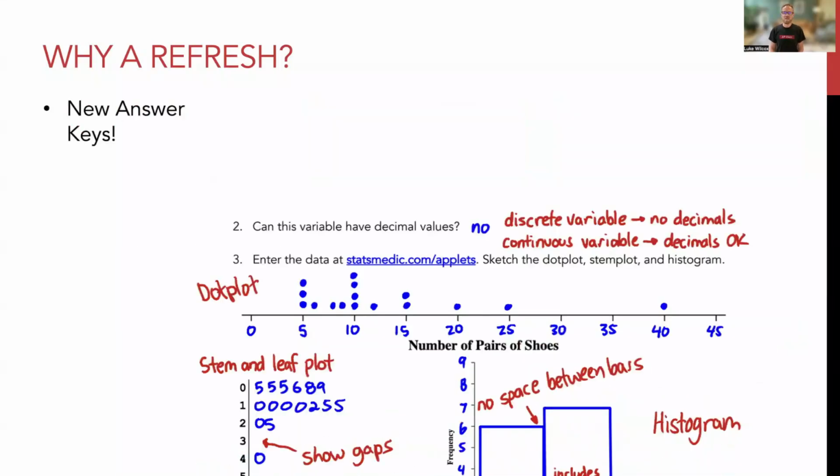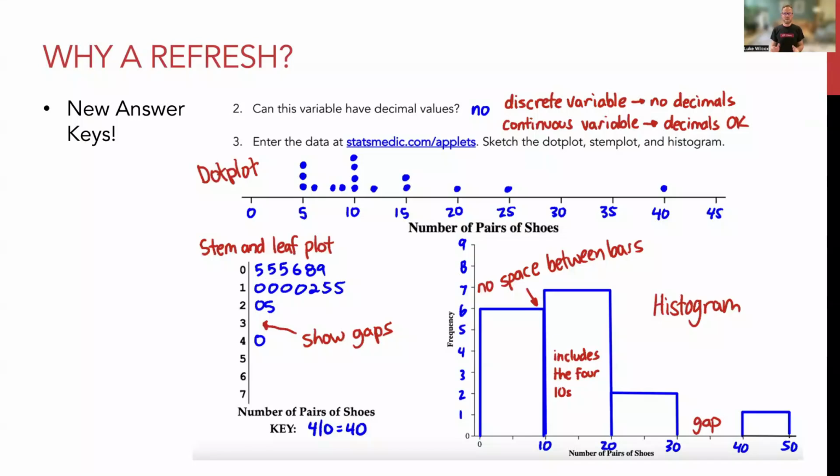Up next is new answer keys. So some of you may know this already, but every StatsMedic answer key has two colors, blue and red. And the idea is that the blue is student responses that we might expect as they work through the activity together in small groups. So this is the experience first part of the lesson.